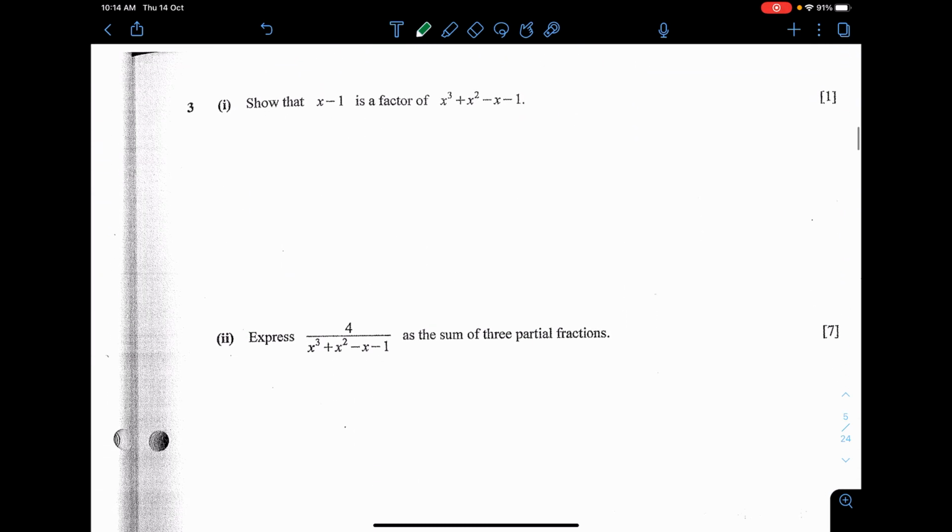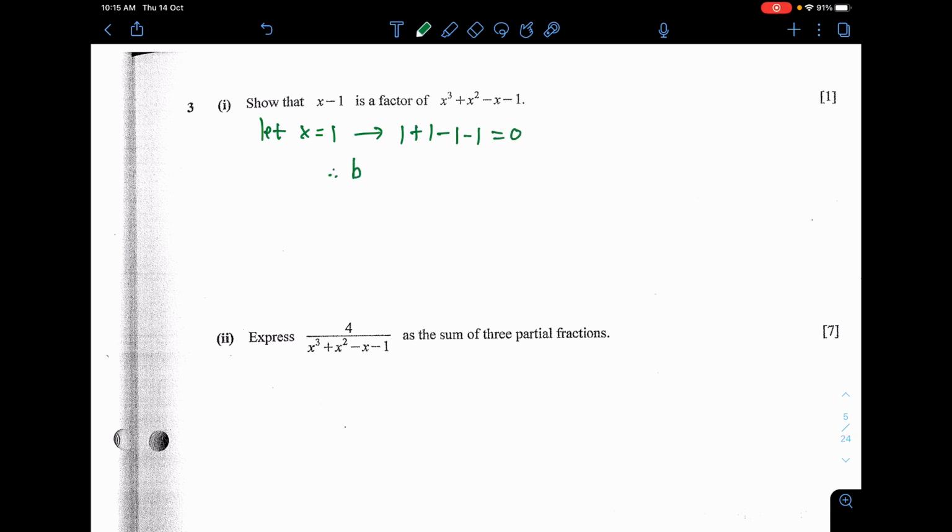Show that x minus 1 is a factor of this. Tell them that you let x equal to 1, then you substitute into the polynomial. You get 1 plus 1 minus 1 minus 1, you get 0.